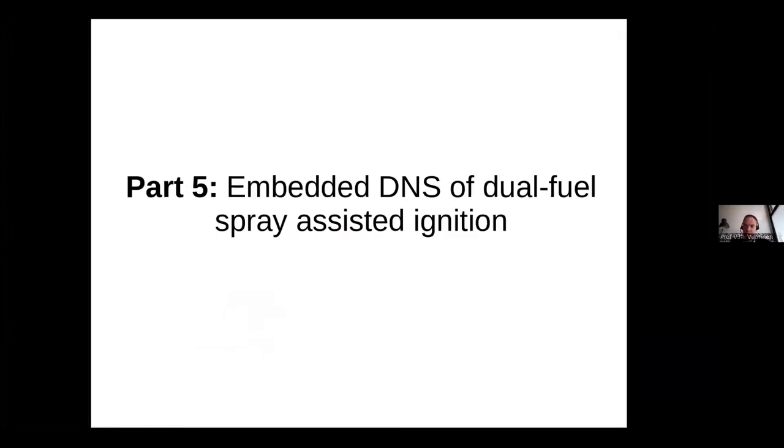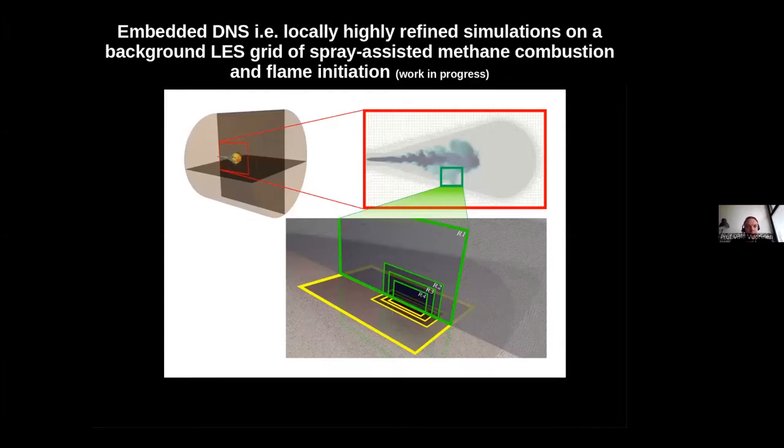So that's what takes me to give a few final comments about embedded DNS of dual fuel spray-assisted ignition using DLBFoam and OpenFOAM. So what does embedded DNS mean? I think it was first used maybe 20 years ago already. Somebody could say that it's simply very, very tight grid refinement in certain part of the flow. But we are talking about locally highly refined simulations on a background LES grid.